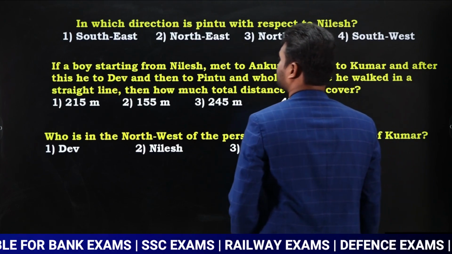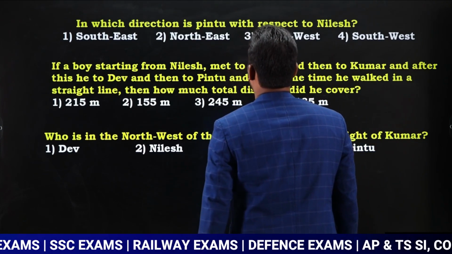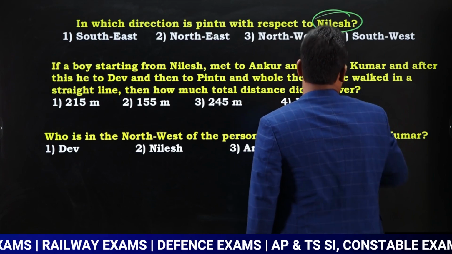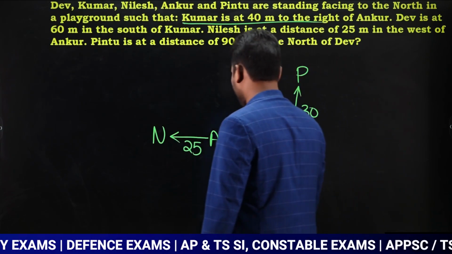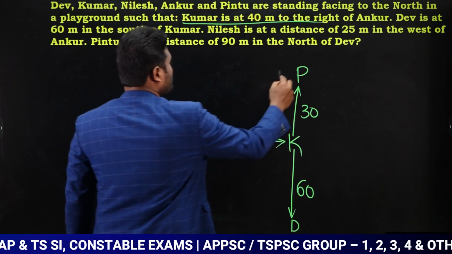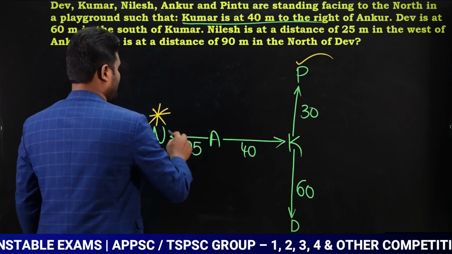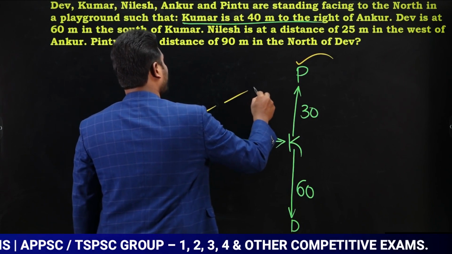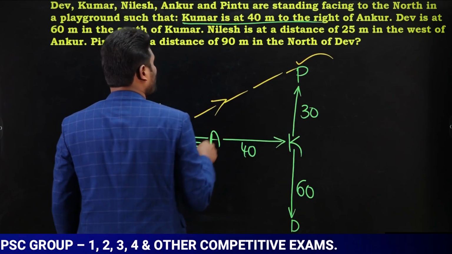Now if you look, what is the first question? In which direction is Pinto with respect to Nilesh? We need to know Pinto with respect to Nilesh. Now this is Nilesh. Now I need to know Pinto is in which direction with respect to Nilesh. Now look here, I need to know what is the direction.